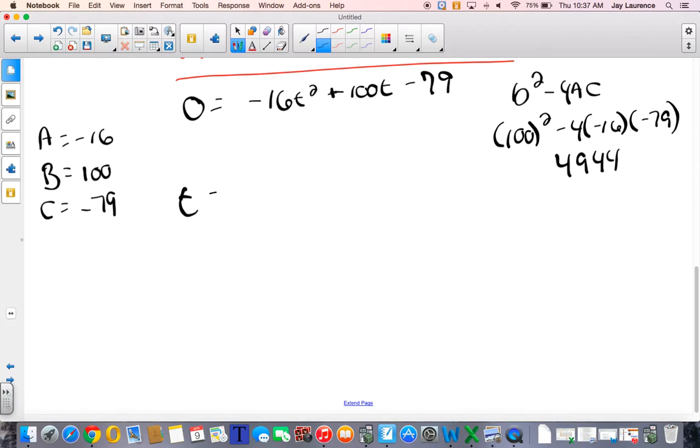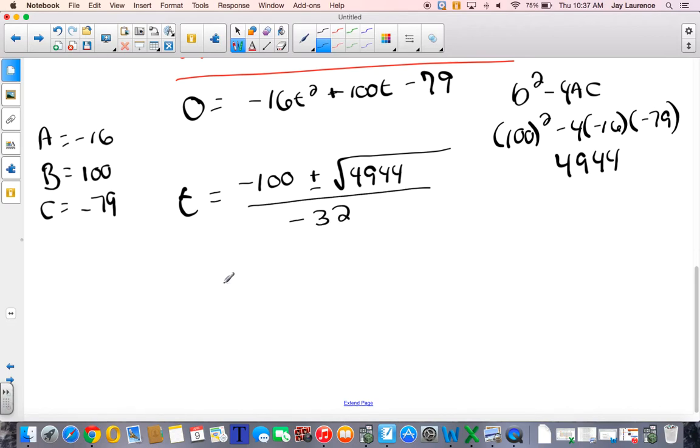All right, so t is going to be equal to negative 100, negative b, plus or minus the square root of the discriminant, all over 2a. So t is going to equal negative 100 plus square root of 4,944, which I don't believe is a perfect square. Let me just double check that. No, definitely not. And that'll be over negative 32.